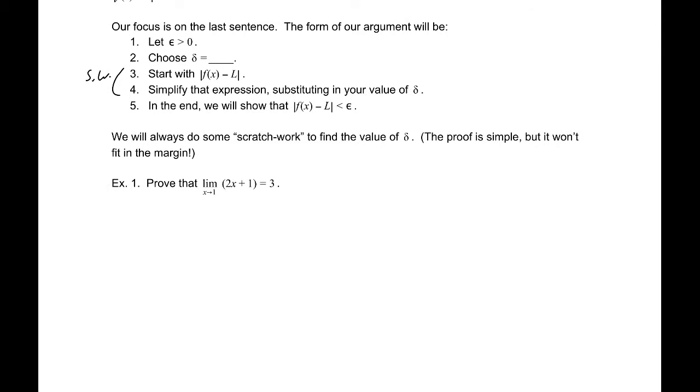Prove that the limit as x approaches 1 of 2x plus 1 equals 3. Now, from our earlier sections, we know that we can evaluate this at 1 because it's a polynomial. We've said it's continuous. If we evaluate that, we get 3. Look at that. Okay, so we want to show that this is definitely true. So we will begin with: let epsilon be greater than 0.